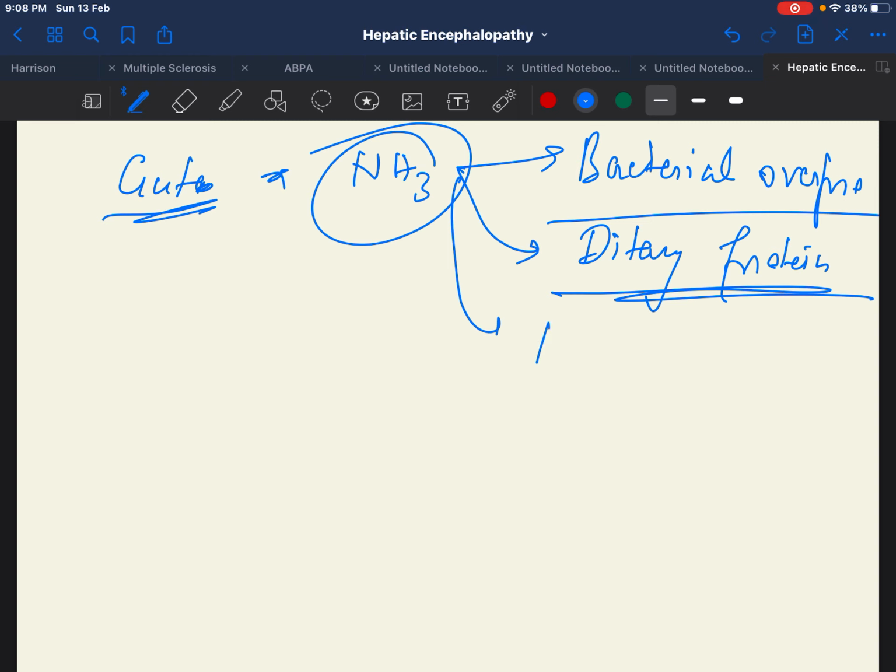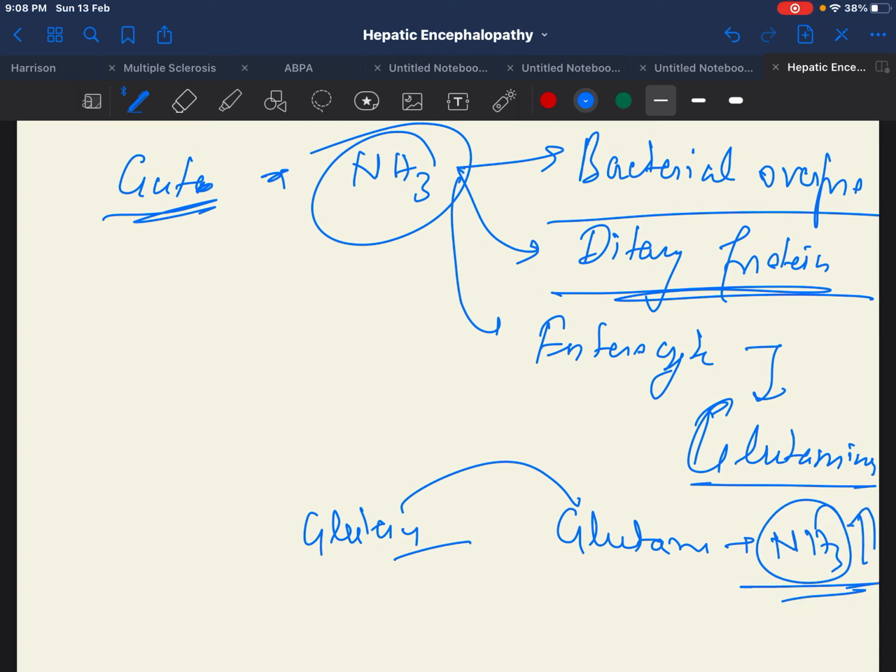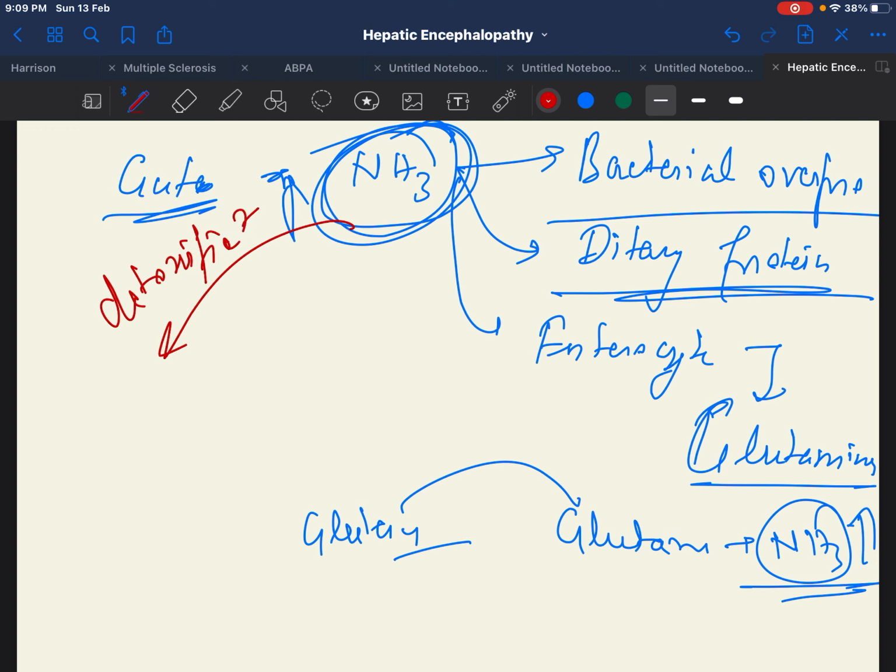And in the enterocytes, our intestinal cells, there is the enzyme glutaminase, which converts glutamine into glutamate plus ammonia. So again ammonia production is increased, right? So ammonia is increased in the cell, and this ammonia is usually detoxified. Where will it be detoxified? As we all know, it goes to the liver.